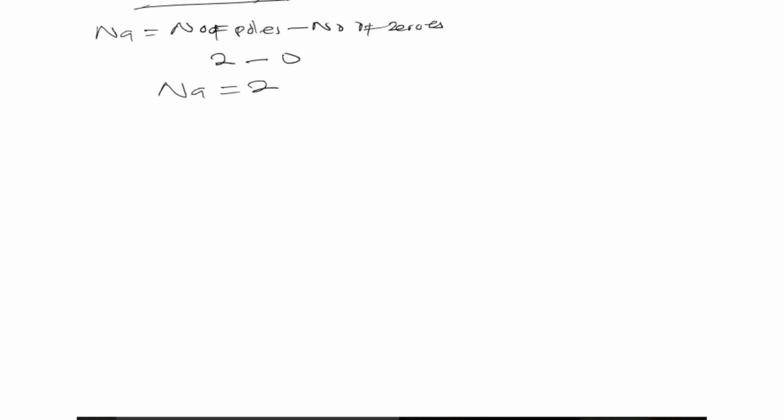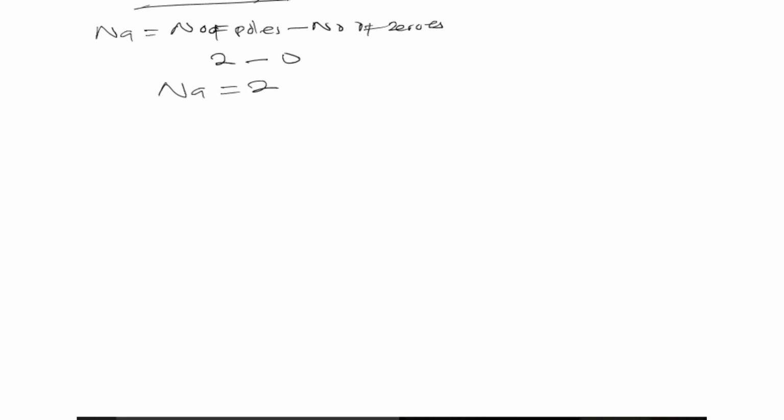Now from the characteristic equation, we see that the total number of poles we have found altogether is minus 1 and minus 2. So this accounts for a total of two poles, and we have no zeros there. So this will be 2 minus 0. So the number of asymptotes here will be 2.